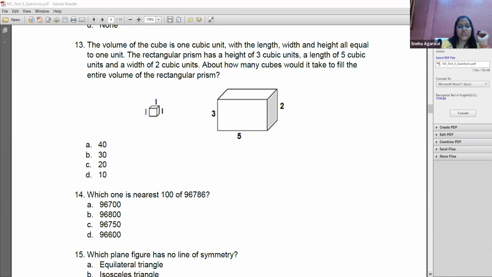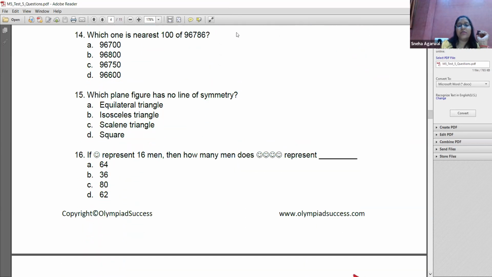Next question. Which one is nearest 100 of 96,786? Nearest 100 of 786 would be 800. So this is 96,800.